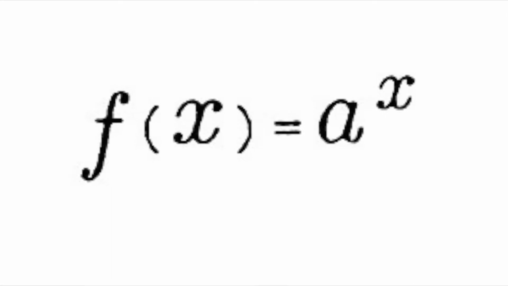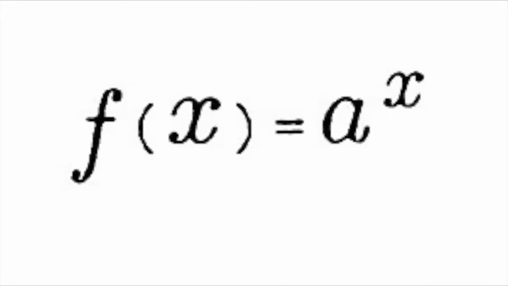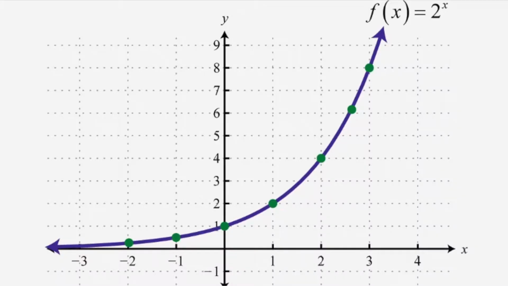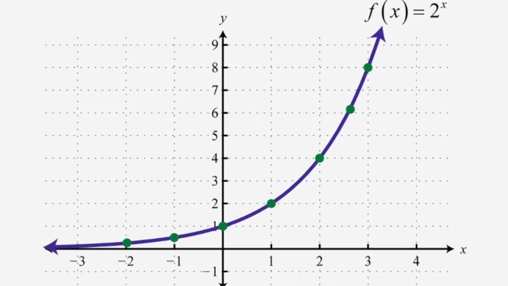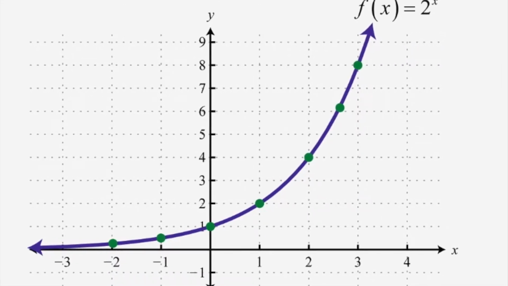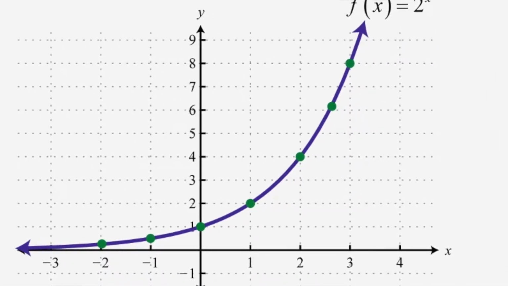This is the exponential function, where a is greater than 0 and does not equal 1, and x is a real number. This is the basic graph that represents an exponential function. Its characteristic point is (0, 1). From here, we guide ourselves to the rest of the graph.